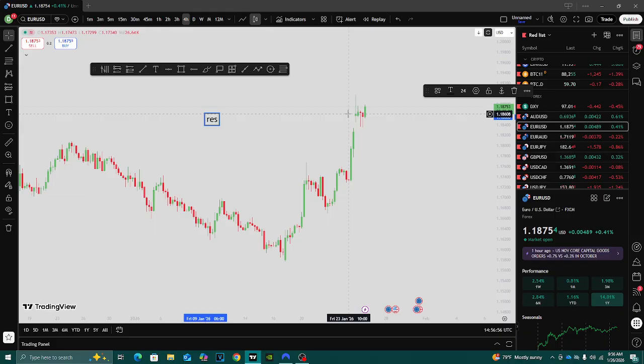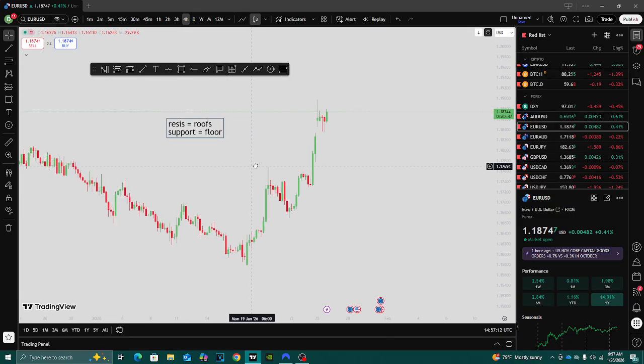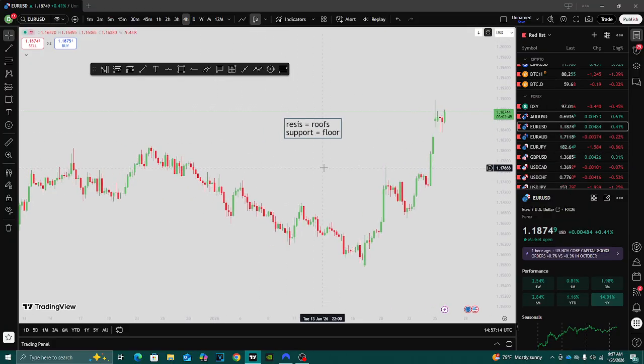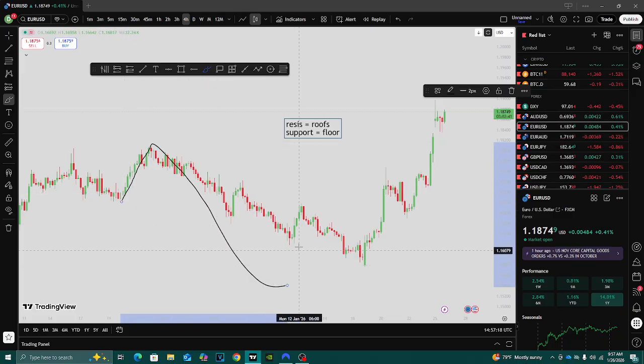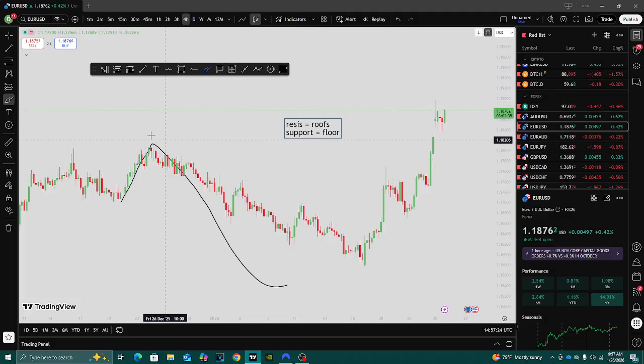Resistance and support. Think about it like a ball. When a ball hits a roof, it bounces down. And then support, think about it like when a ball is bouncing down, it goes up, you know?